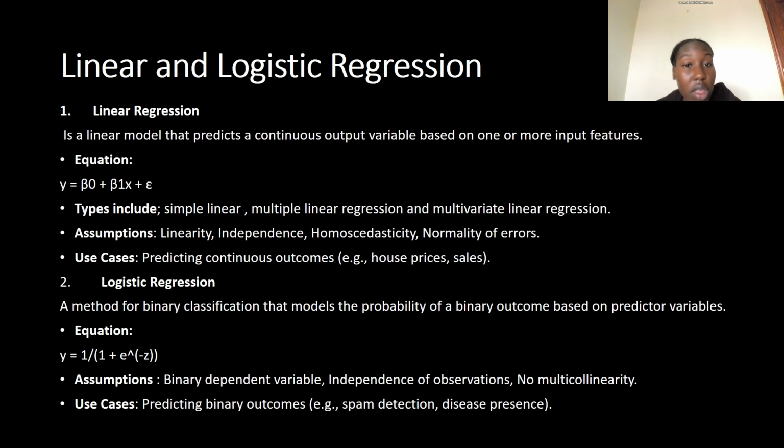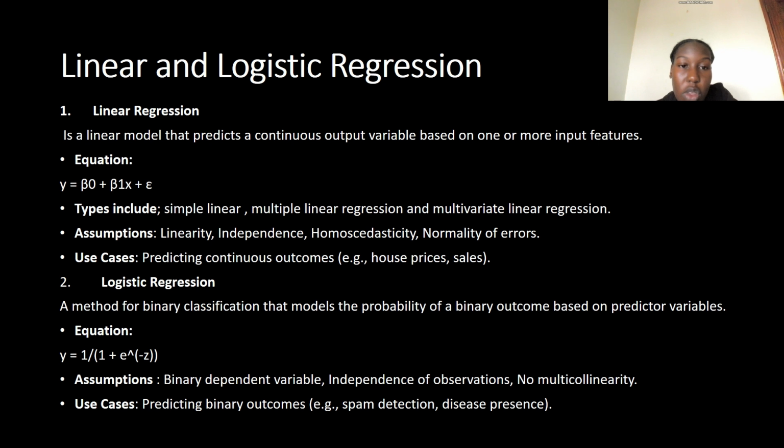There are different types of linear regression, including simple linear regression, multiple linear regression, and multivariate linear regression. The key assumptions include linearity, which states that the relationship between the independent variables and the dependent variable is linear. This means that the change in the dependent variable is proportional to the change in the independent variable.